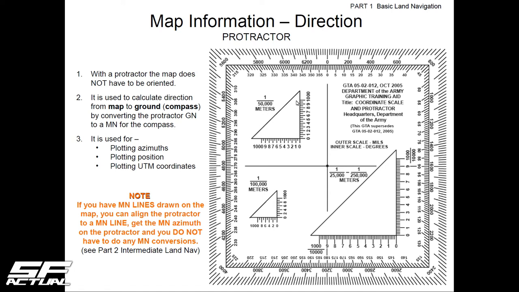that every 1,000 meters is going to be a grid square. So when you line this up on a map, you're going to see 1,000, 1,000, you're going to see a line, and a line. That's a grid square.